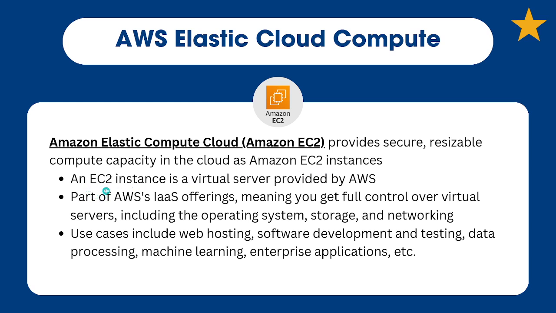So it's a virtual server, right? It's not an actual server, so that's why I say it could be one or many different servers. So an EC2 instance is a virtual server provided by AWS. It's part of AWS's infrastructure as a service offerings. So you get full control over the servers, configuring the system, storage, networking. You get to fine tune everything, right? So you do have to manage and configure.